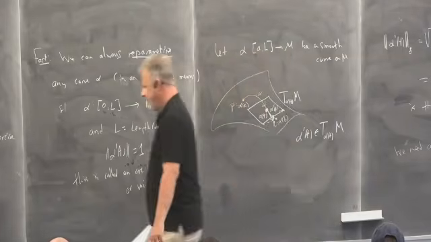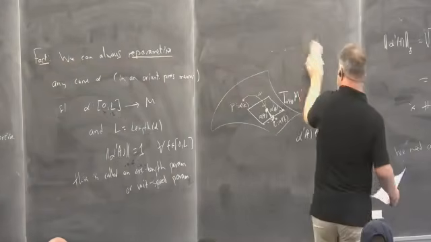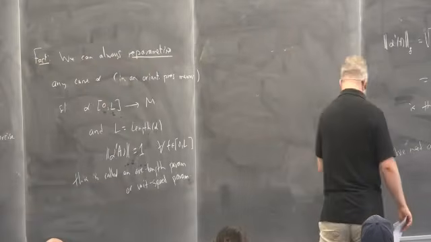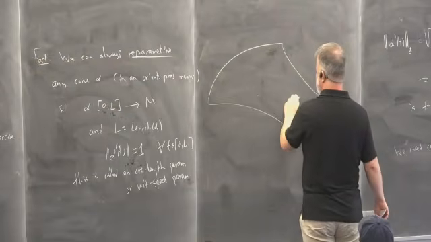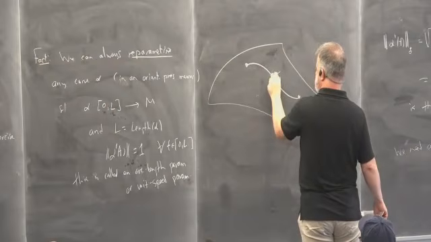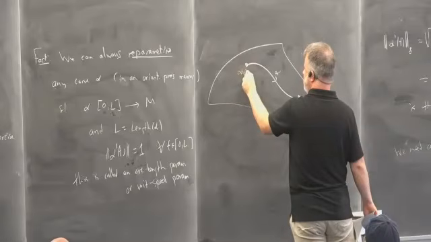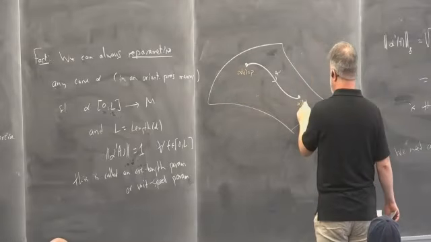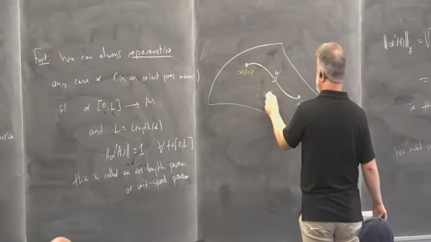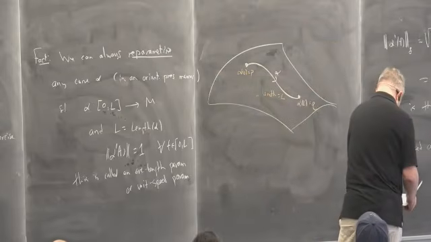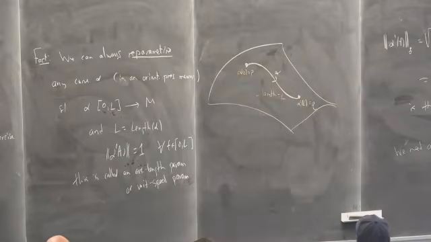Maybe draw a picture again. You'll find that I have like 3 pictures that I keep drawing over and over again. But that's really all you need to do geometry. So alpha of 0 is P, alpha of L is Q, and this has length L.